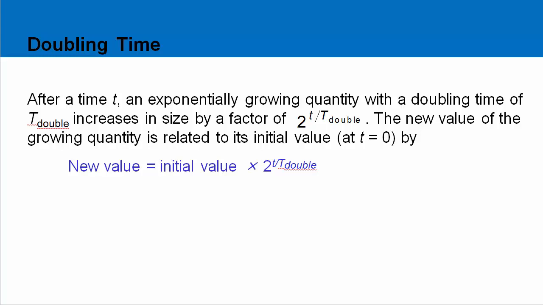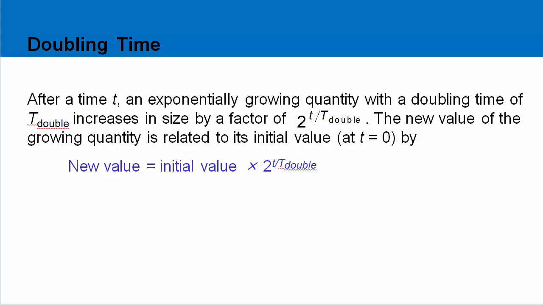So after some time t, if we have an exponentially growing quantity with some known doubling time that we'll call t sub double, just think of it as 2, or 7, or 0.5, whatever it is, it's how long it takes for something to double. Then we know that this quantity, whatever it is that's growing, will increase in size by a factor of 2 to the t divided by t double.